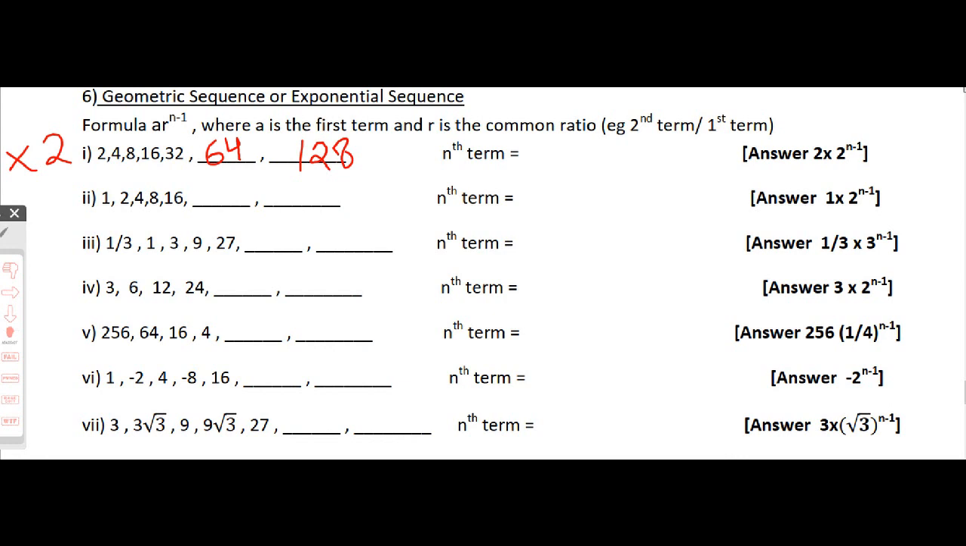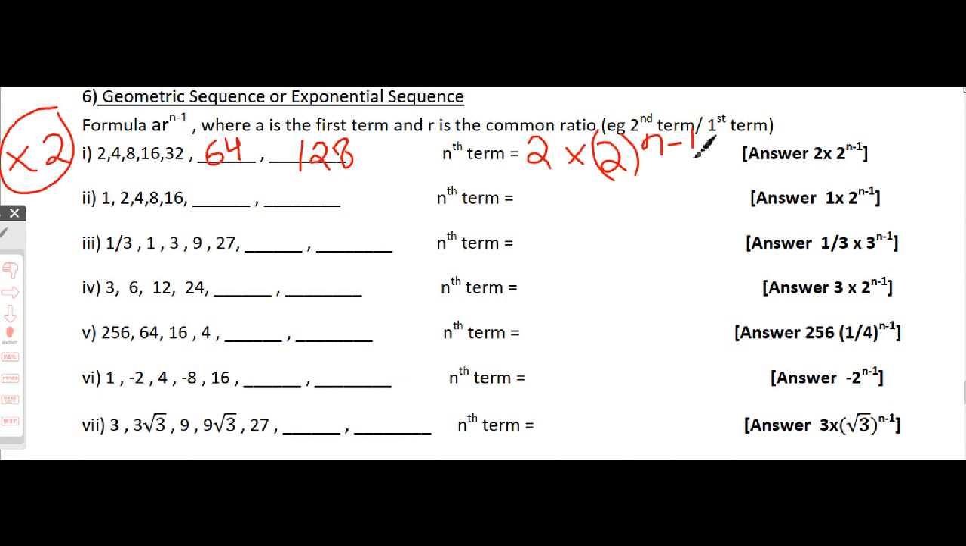So for such a sequence, to make the nth term, what do you do? You write the first number first, which is 2 in this case, multiply by the common ratio, which is the number you're multiplying by, that's 2, and then power n minus 1. This is simply the nth term for a geometric sequence or an exponential sequence.